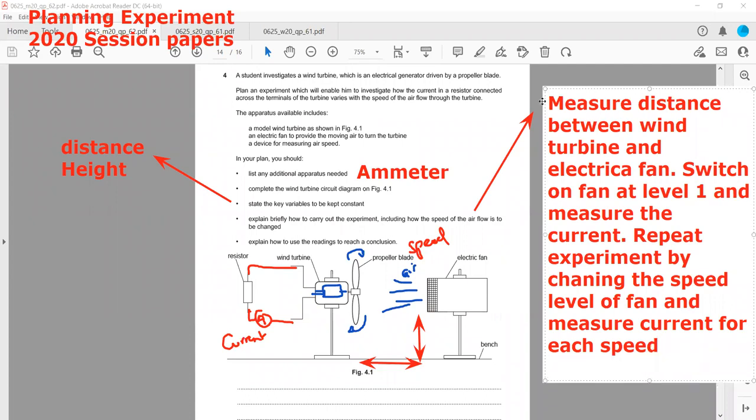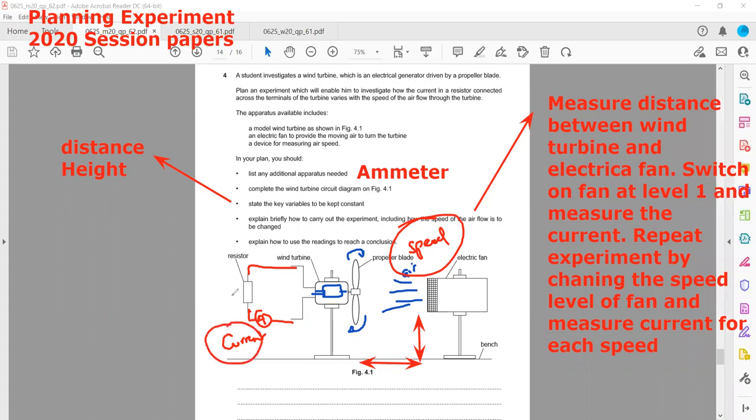Then can you identify the dependent and independent variable? Here, two quantities are there. One is the speed of the fan. Another one is the current. When I change the speed of the fan, the current changes. So it means when I change the wind speed, the current changes. So current depends on the wind speed. So current is a dependent variable. The electric current is the dependent variable, and the speed of the fan or the air speed is the independent variable.